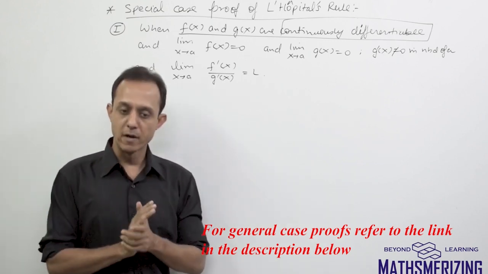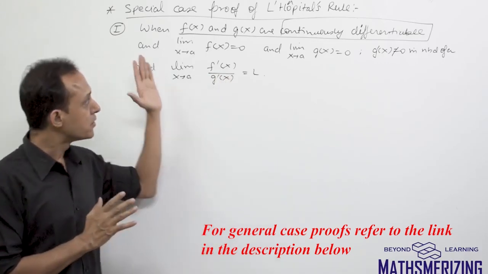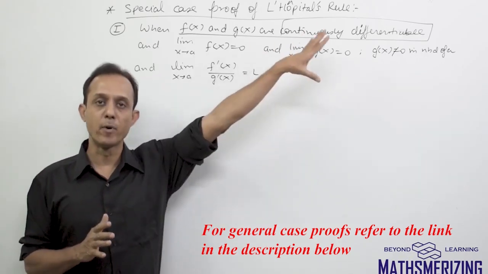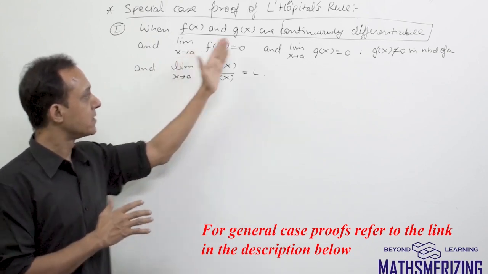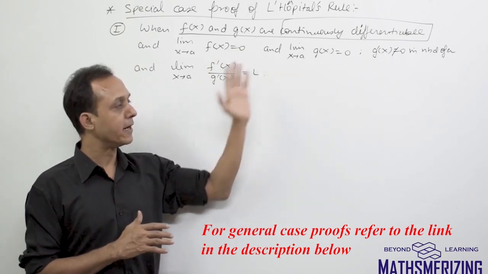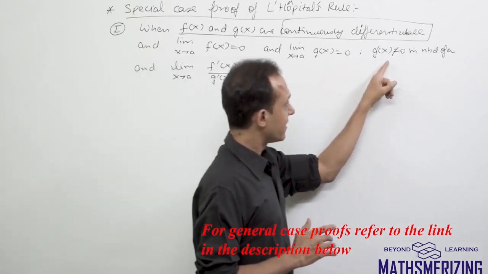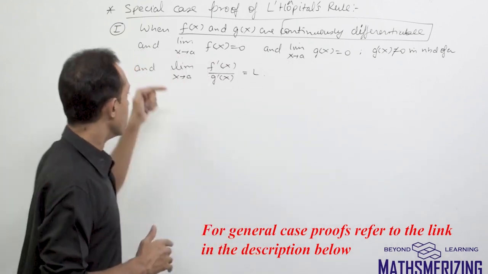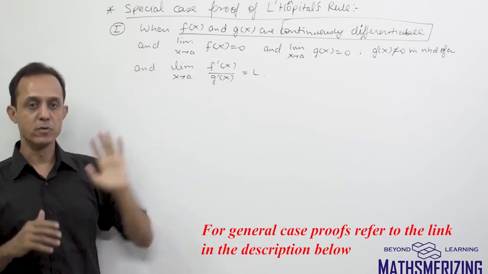Now, as we already know, there are four conditions required for L'Hopital's rule to hold. The first condition was the functions f(x) and g(x) have to be differentiable in the interval, except possibly at that point a for which we want to calculate this limit. The second condition was that f(x) and g(x) either both should be zero, or they should be of the form plus infinity or minus infinity. The third condition was that g'(x) should not be zero in the neighborhood of a. And the fourth requirement was that the limit as x tends to a of f'(x) upon g'(x) exists, and this is equal to L.